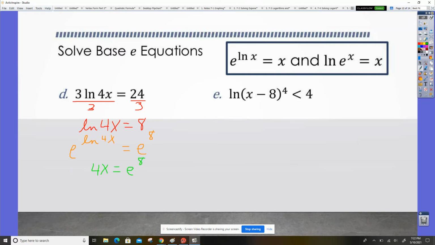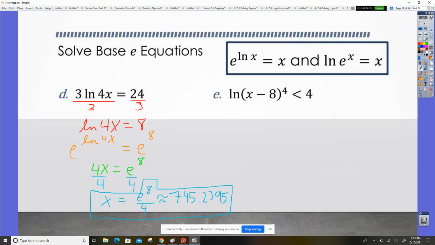Now we're going to solve for x like normal, so I'm going to divide by 4 on both sides, and that leaves me with x is equal to e to the power of 8 over 4, which if you put into your calculator, because there is an e button on normal calculators, is approximately 745.2395. Excuse my ugly box. Okay.